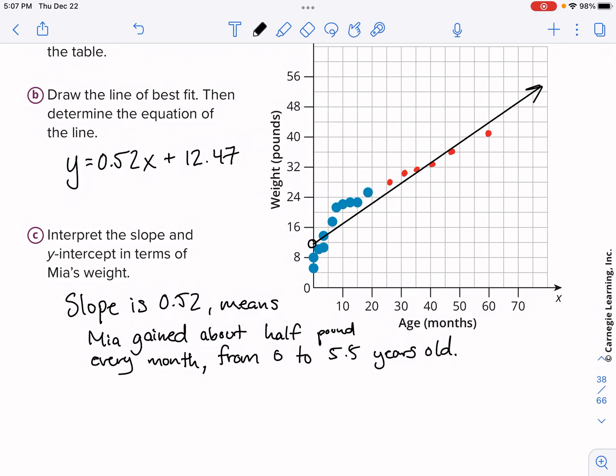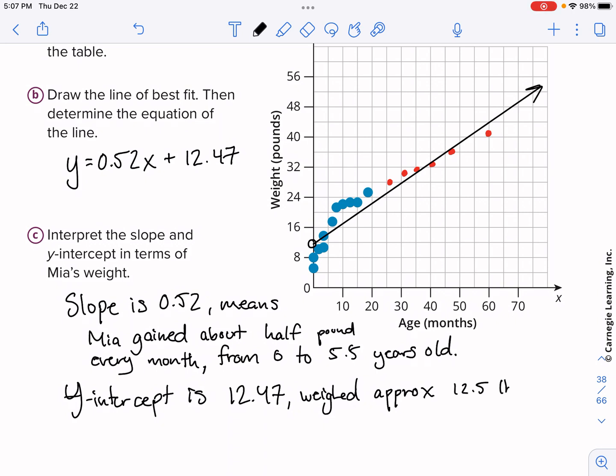And then for here, we do have to interpret the y-intercept. So the y-intercept is 12.47, 12 and 47 hundredths, which means that she weighed approximately 12.5 pounds at birth. Now, a 12.5 pound baby is huge. So we're just going to say in parentheses, which she didn't.